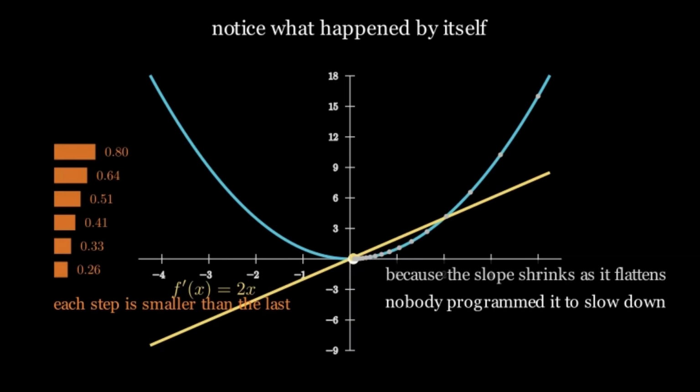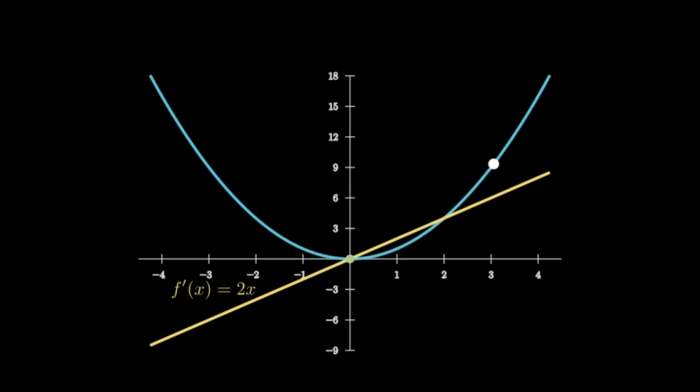Nothing in our code says to slow down. The algorithm decelerates into the answer all by itself. That run worked, but it worked because of a number I picked for you without explaining it. The eta, sitting in the middle of the update rule. So let's go back to the top of the hill and look at that choice properly.